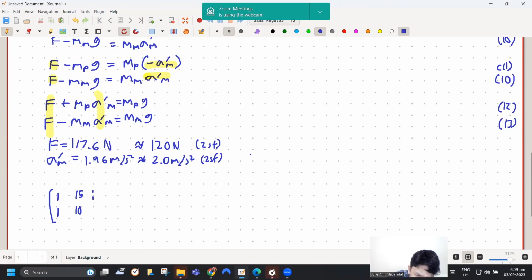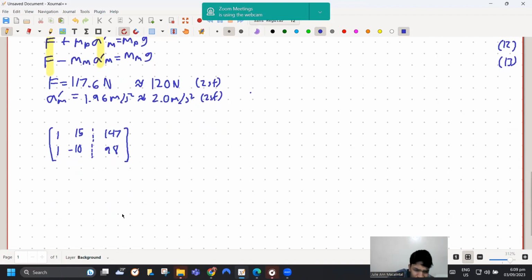tapos may minus sign. Ay, minus sign. Tapos, ano pa? Ano to? MP. Tapos yung right hand side 147. Tapos sa 90. Ayun. Ay, kadali lang actually po. Di ba? Parang i-add naman. So, kaya mo na, you can now solve for the unknowns.